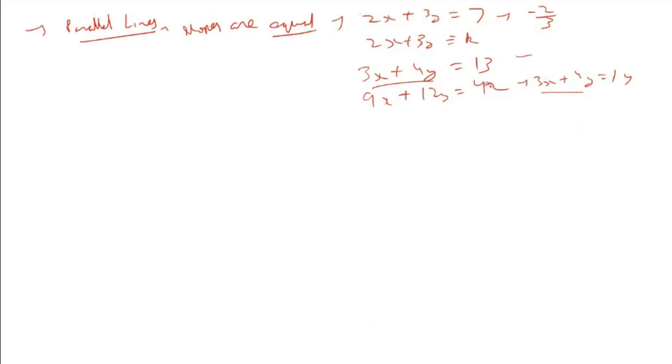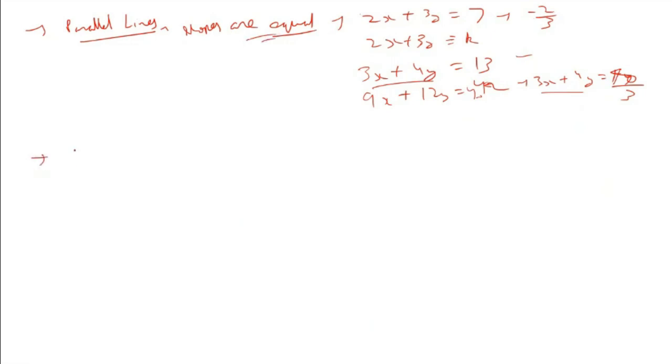Right? If this was, let's say, 40, so this would be 3x plus 4y is equal to 40 by 3. So these two will be parallel lines. 3x plus 4y equal to 13, 3x plus 4y equal to 40 by 3 would be parallel lines because the x and the y coefficients match. So slopes are basically equal. That's the main concept behind it, and slopes are equal.